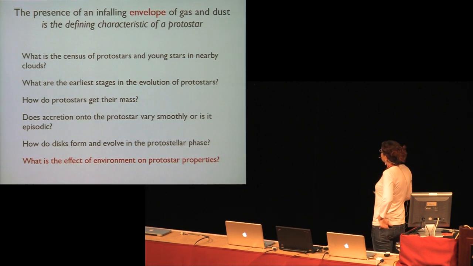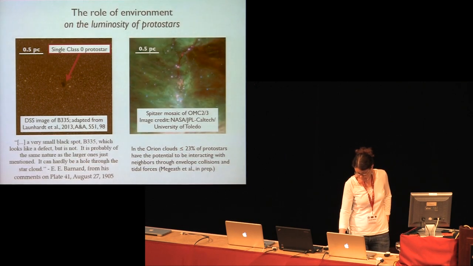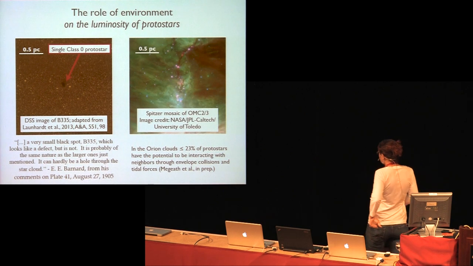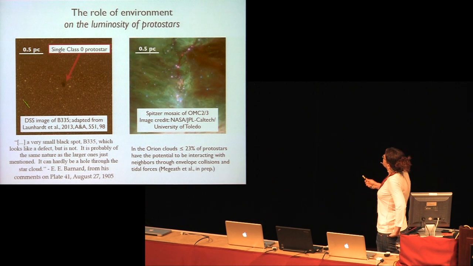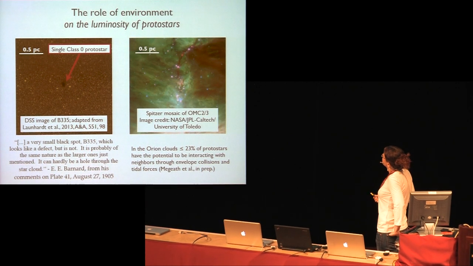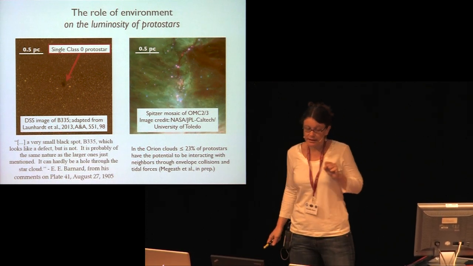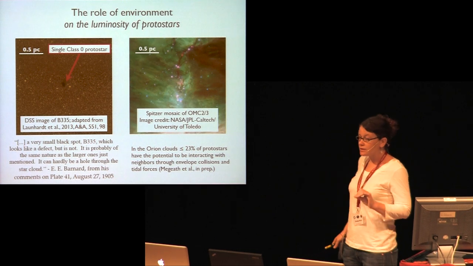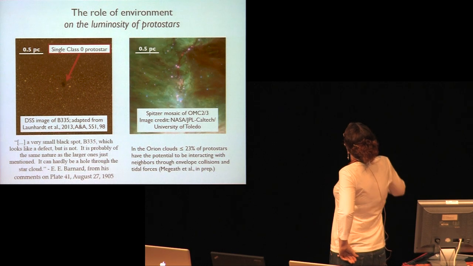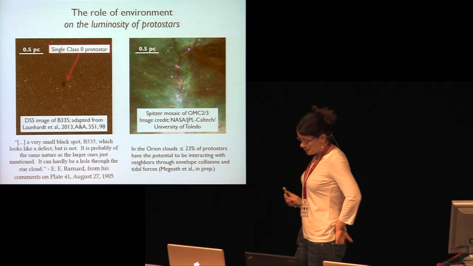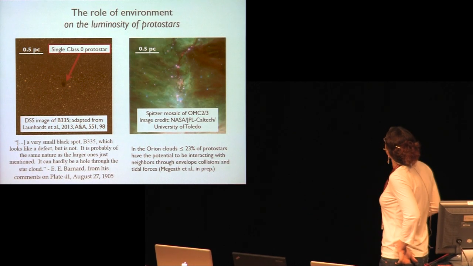So finally, I want to talk about the effect of environment on protostellar properties. This is one extreme example of the different kinds of environments that stars form in. Here we have the example of Barnard 335, which is that little smudge right there in the middle. This is a small, isolated molecular cloud that is forming a single Class 0 protostar. And then we have, on the same scale, the northern portion of the integral-shaped filament in Orion. And there are dozens of protostars in here.